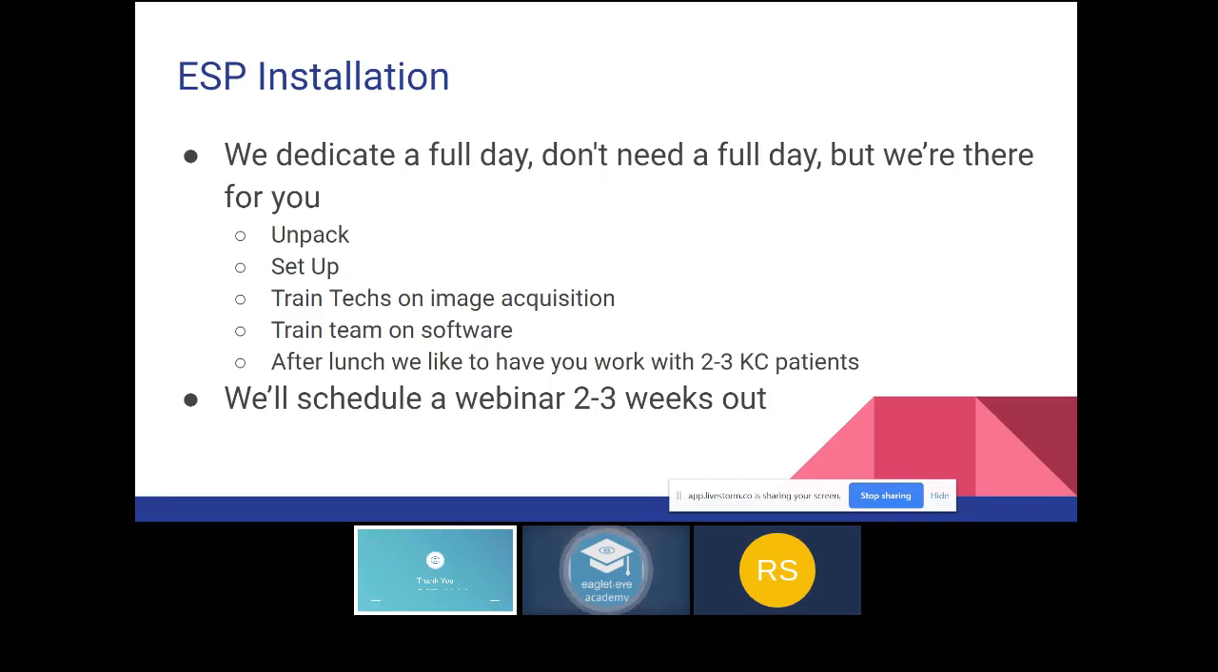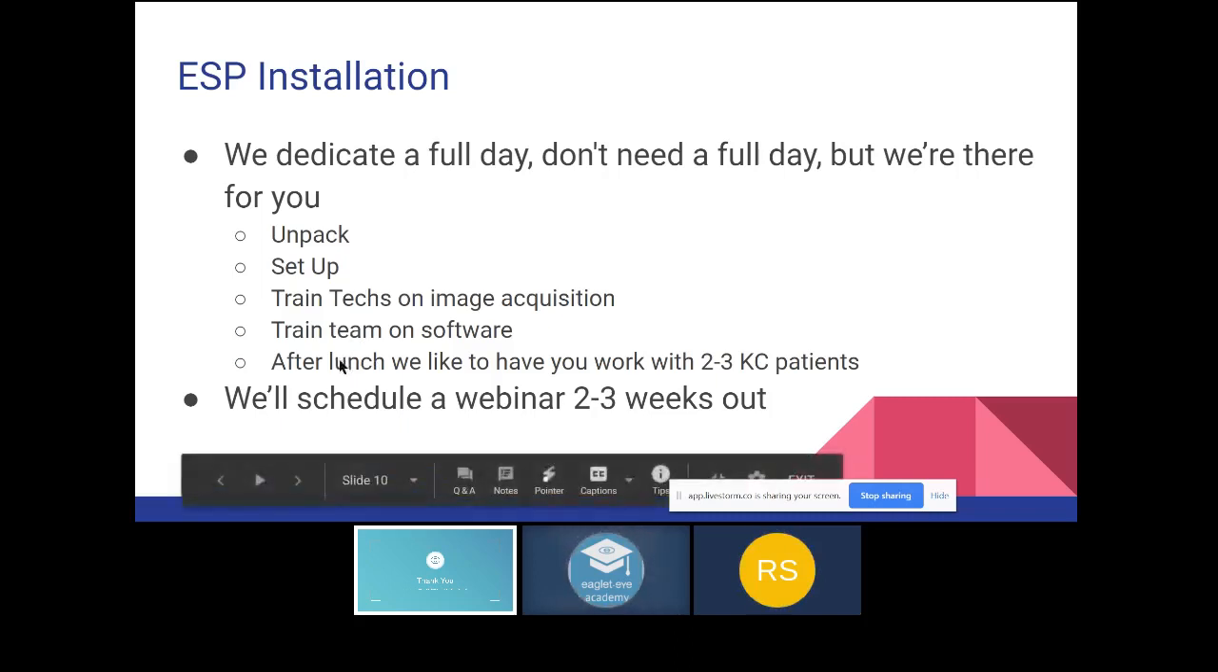Get into all that stuff, and then after lunch, we typically like to have 2 or 3 patients stop in and go through the process with live patients. And that's where you really learn. We'll stand in the background and you guys will run the show, and we'll professionally jump in where we need to. But that's been a very, very instructive part of the installation. And typically we're out of there about 2:30, 3 o'clock in the afternoon. But again, we've got all day.